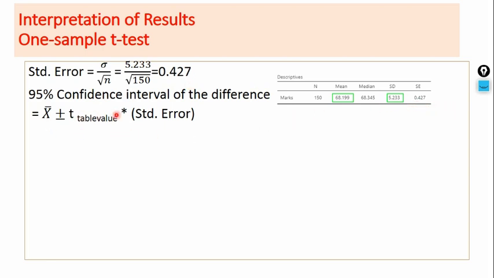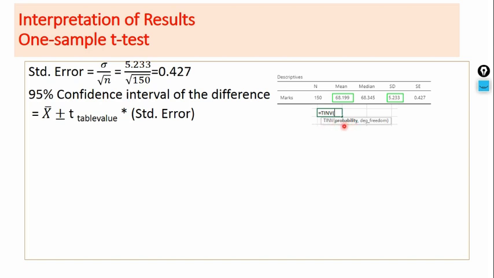To calculate the confidence interval limits at 95%, because we are working at 5% level of significance, x bar plus minus t table value into standard error. Friends, how to check the exact table value, because I am going to compare with the values generated by software. Now I have to check this value.